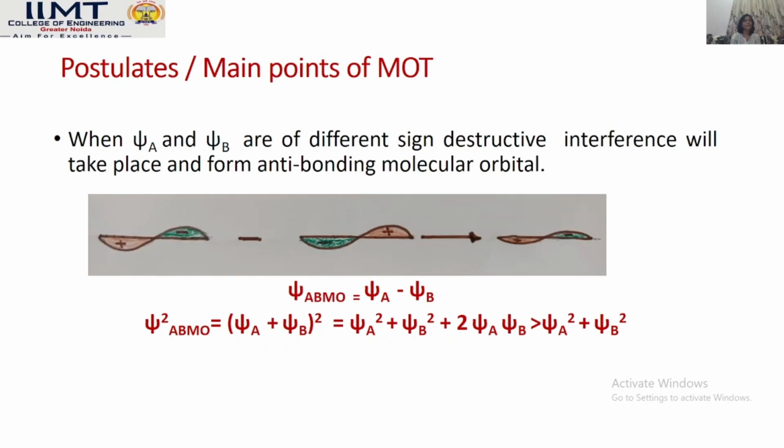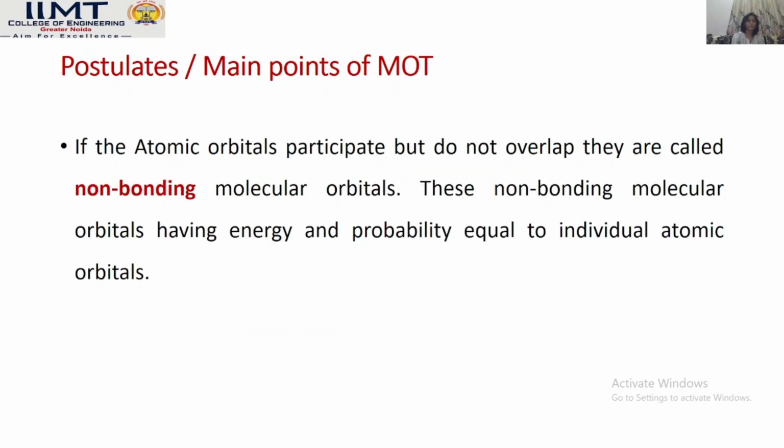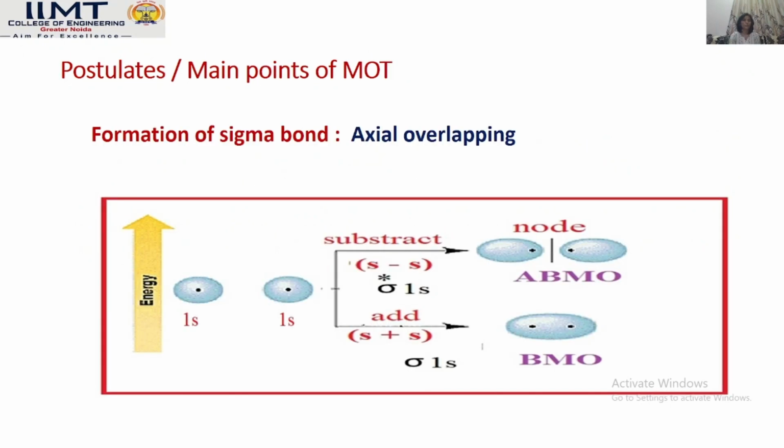When psi A and psi B are of different sign, destructive interference will take place and form an anti-bonding molecular orbital, which is shown in the figure. In an anti-bonding molecular orbital, the probability of finding the electron decreases and they have higher energy. If atomic orbitals participate but don't overlap, they are called non-bonding molecular orbitals. These non-bonding molecular orbitals have energy and probability equal to the individual atomic orbital.